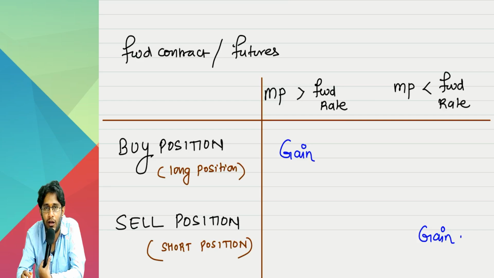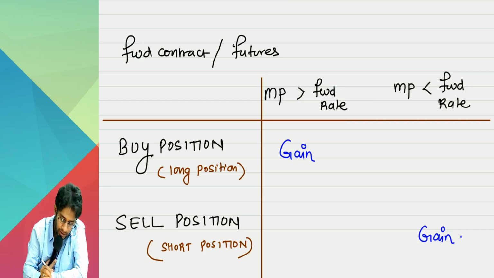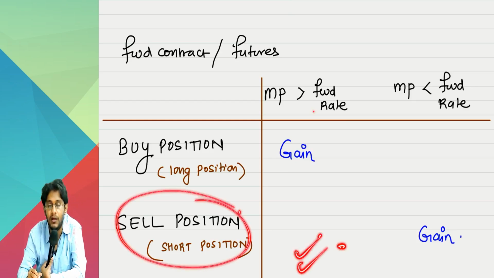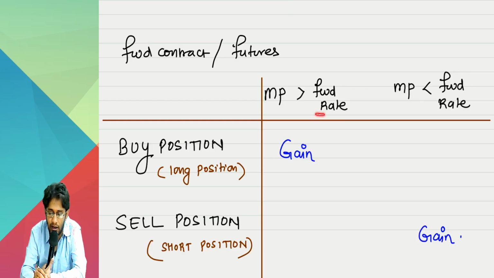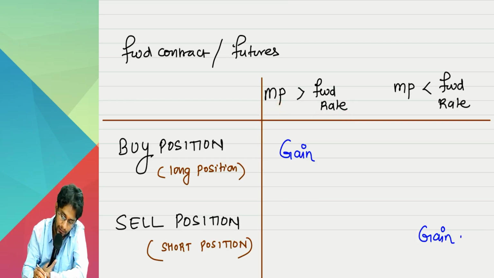Don't tell me the remaining two are losses, that I know. We are not playing tic-tac-toe. So thinking is important. Sell position, the other case: I agreed to sell at the forward rate, but the market rate is higher than that. So I am selling at a lower rate effectively. If I am selling at a lower rate, good or bad? Bad. This is a loss.